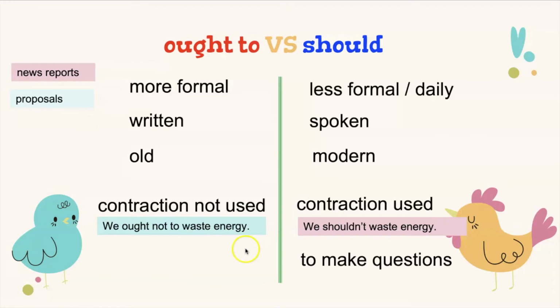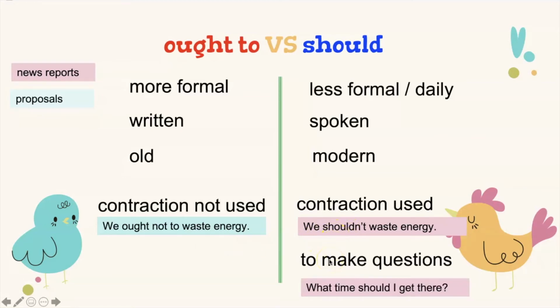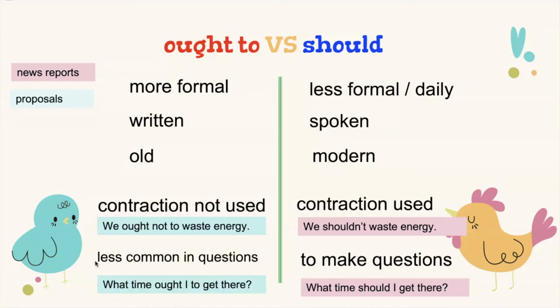With should, we can make questions like this. What time should I get there? With ought to, you can technically make questions, but it sounds a bit too formal. What time ought I to get there? It sounds unnatural. So it is suggested that you don't use ought to in this way.